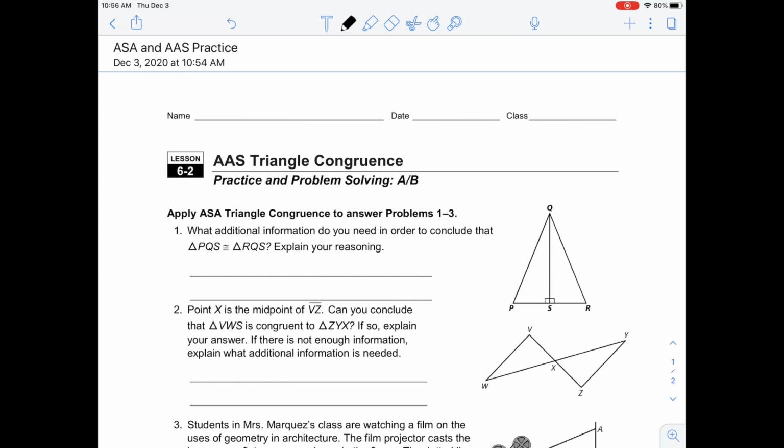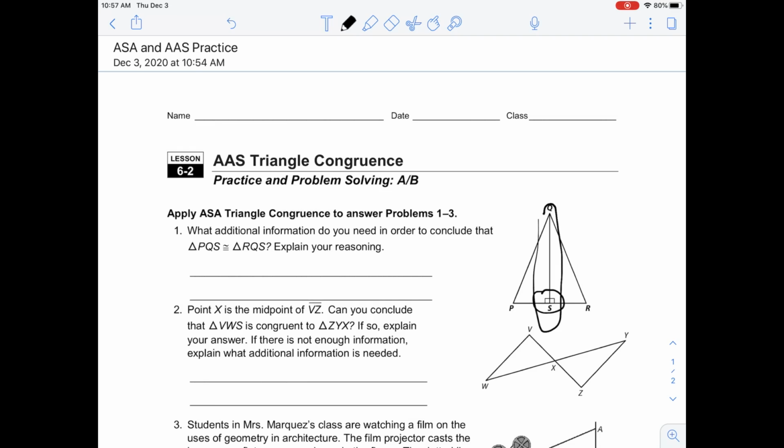So if we pay attention to what we have, we've got 2 right angles. So that's already one pair of angles marked congruent. Secondly, both triangles share the side SQ. Whenever two triangles share a side, that is a free side that we can mark congruent. That's always just a helpful bonus, kind of like if we have a pair of vertical angles. That's one pair of sides that we can mark as congruent without having to do any extra work.